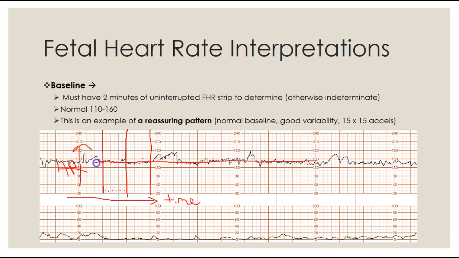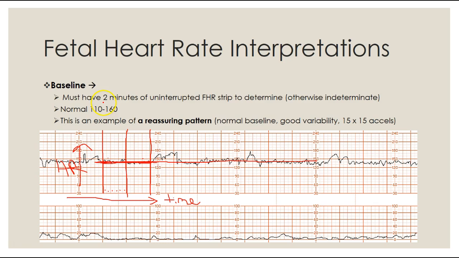So if we are looking at this line of 2 minutes that's uninterrupted, no accels or decels, our baseline is going to be around 140. Okay, so this is 150, and each of going up, we go up by tens on this particular strip. So we've got 120, there's 130, 140, and 150. So most of the time, from a baseline standpoint, this heart rate is at 140. And remember, we round to increments of 5.